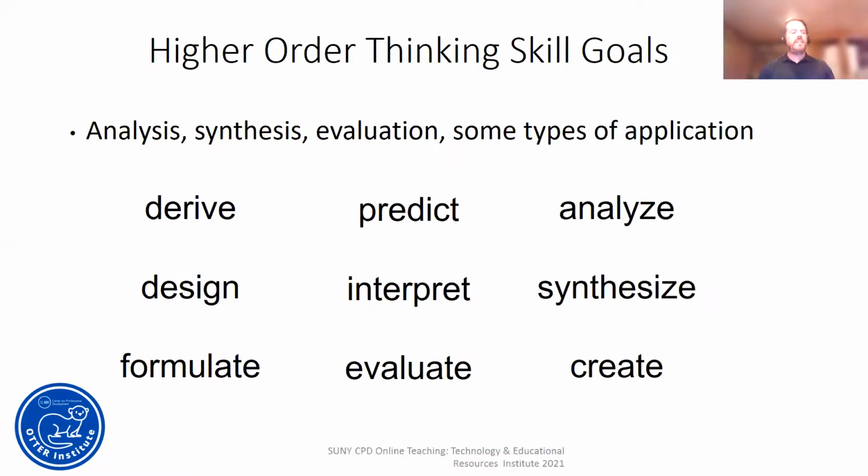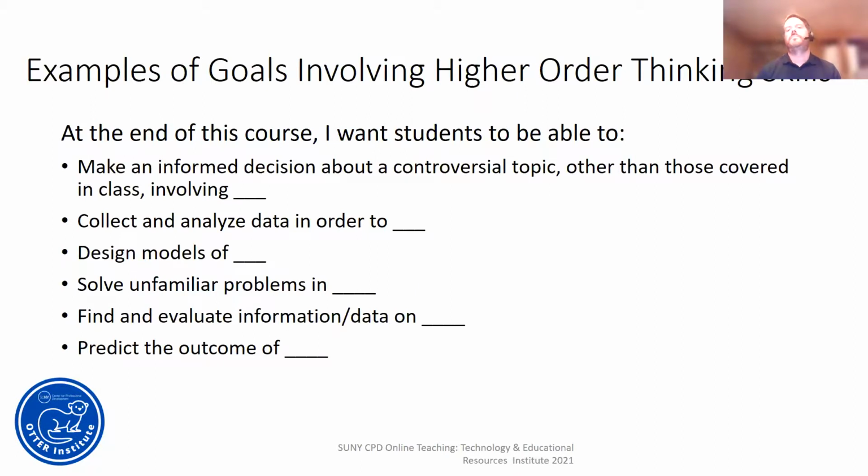Higher order thinking skills goals are more the analysis, synthesis, evaluation, and some types of application. And so these adjectives are good for constructing higher order thinking skills goals. And so here are some examples.